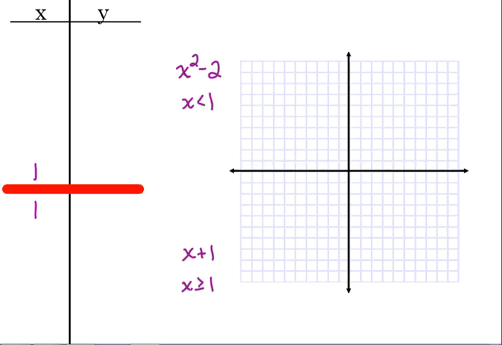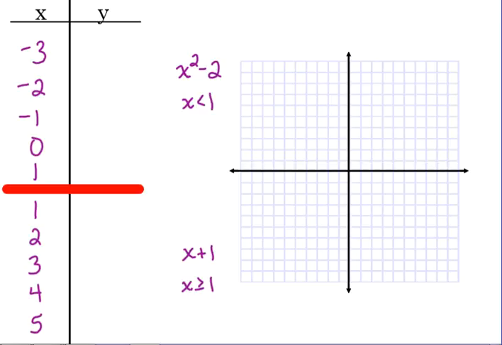X is less than 1, and x is greater than or equal to 1. So I put 1 above it and below it. We've never repeated an x value in a table before, but we need to here because we have two pieces. Okay, so I'm going to fill in the rest of the table with the x values here. So I'm going to go values less than 1: 0, -1, -2, -3. And then values greater than 1: 2, 3, 4, 5.